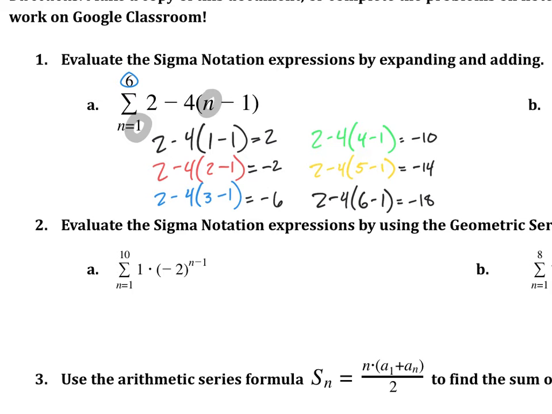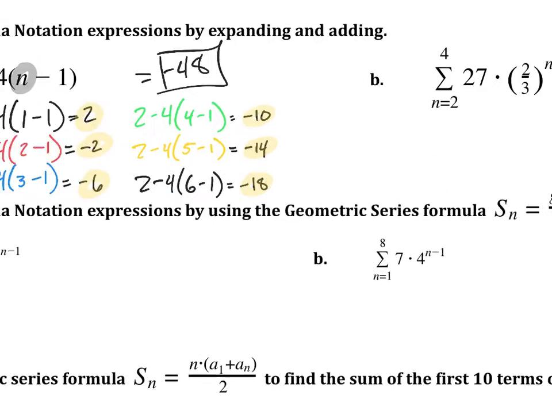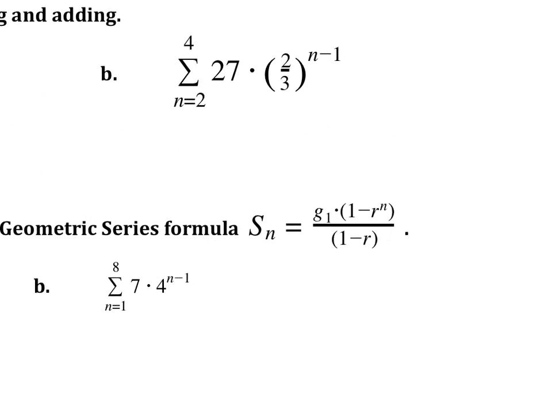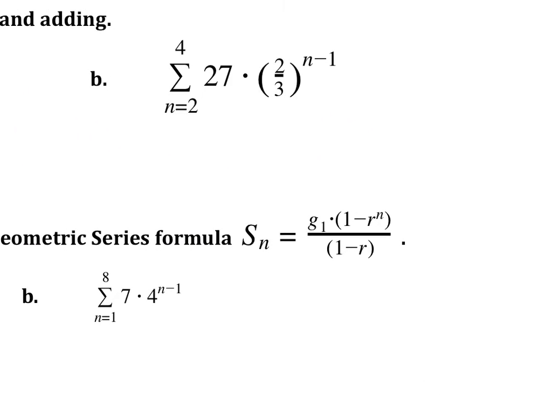And then again, it's totally fine if you want to just take all of these numbers, 2, -2, -6, -10, -14, and -18, add them together in your calculator, and your answer should be -48. Okay, the next one is the same process, except this is a geometric sequence, and it looks like our lower bound is 2 here, so just be careful. The first thing we're going to put in is 2, and then we're going to go 3, and then we're going to go 4, but then we'll be done because that's what the upper bound is.